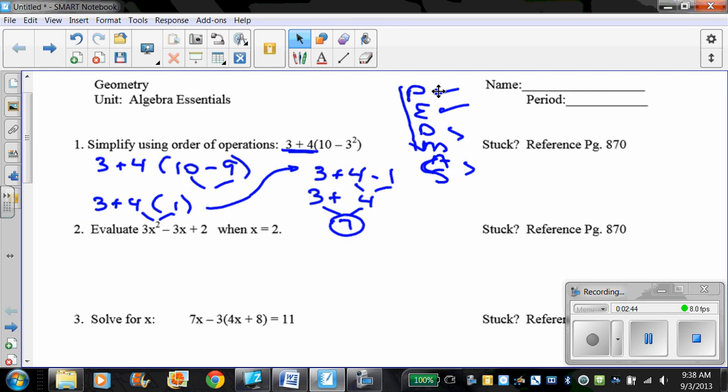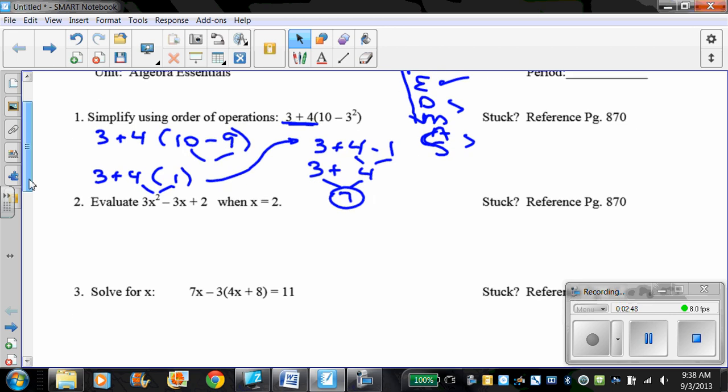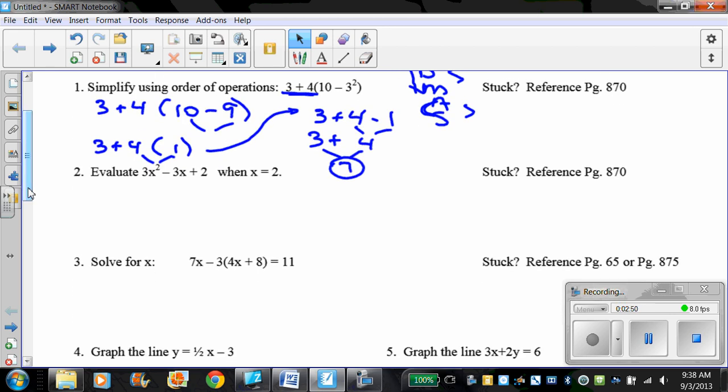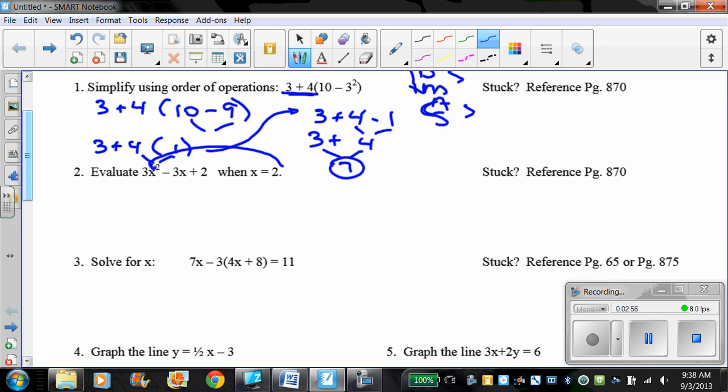So looking at number 2, it says evaluate 3x squared minus 3x plus 2 when x equals 2. So I'm going to substitute this 2 wherever there's an x. So I'm going to put a 2 there and a 2 there. It looks a little sloppy, but okay, so we have 3, instead of x, I'm substituting the 2 in, squared, minus 3, again substituting the 2 in, plus 2.